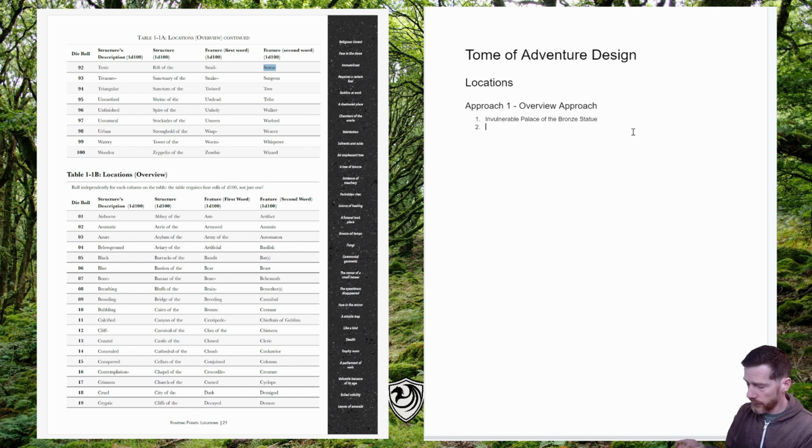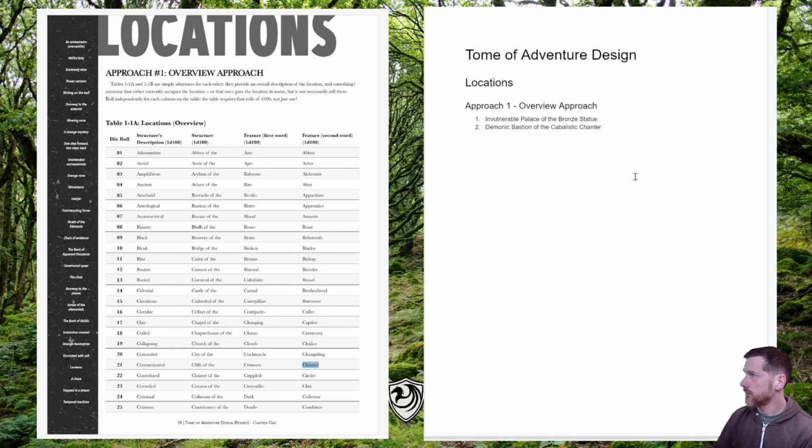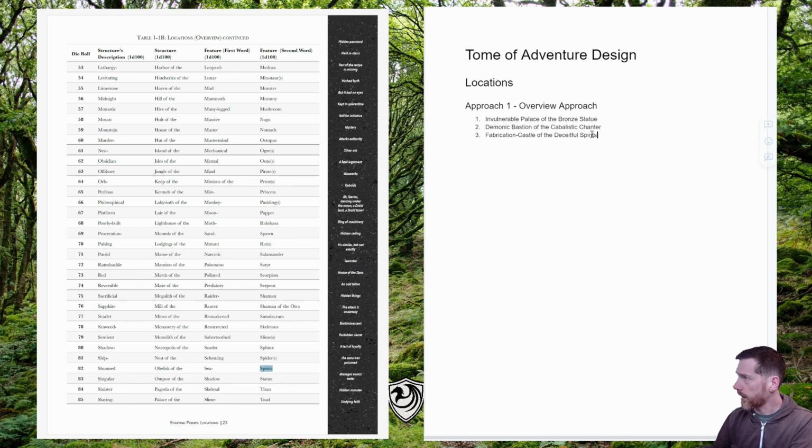But let's roll four of these out and see what we come up with, because there might be a couple of ideas that we mix and match in here. Idea number 2: the Demonic Bastion of the Kabbalistic Chanter. Okay, that's kind of interesting. Now we're going to head over to location table number 2. Basically, same structure. It's just a second list of 100 entries with 4 different columns that we can roll on. So, Fabrication Castle of the Deceitful Spirits.